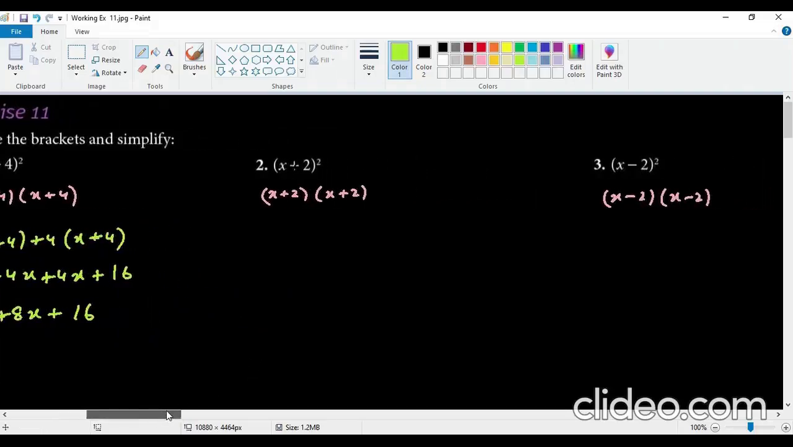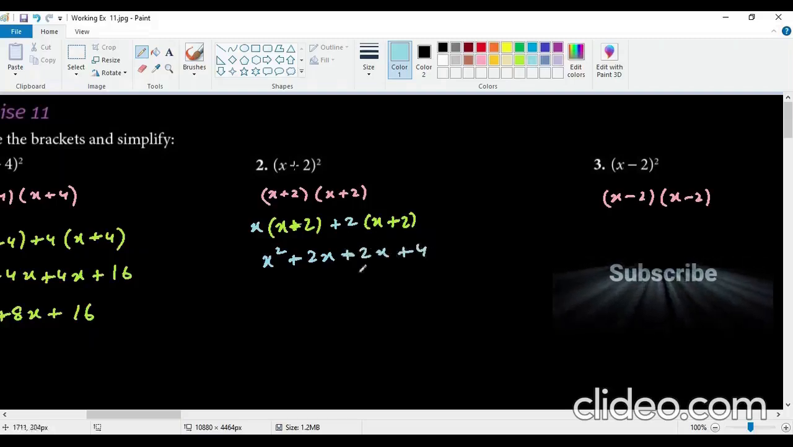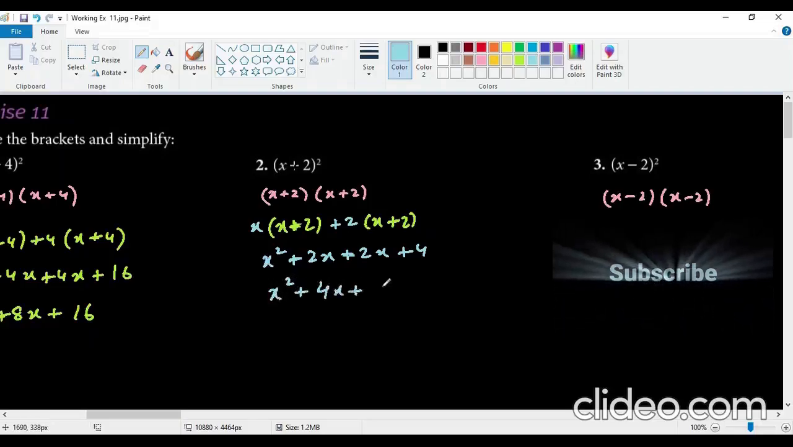In here, I'll be multiplying x plus 2 by x plus 2. So I will write x this way and plus 2 this way. So first one is going to give you x square plus 2x plus 2x and plus 4 like this. So final answer is going to be x square plus 4x plus 4 as an answer.